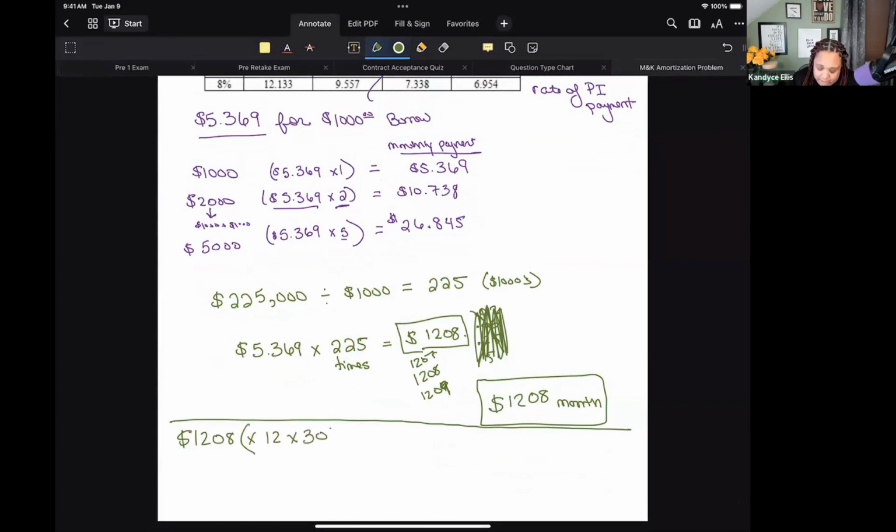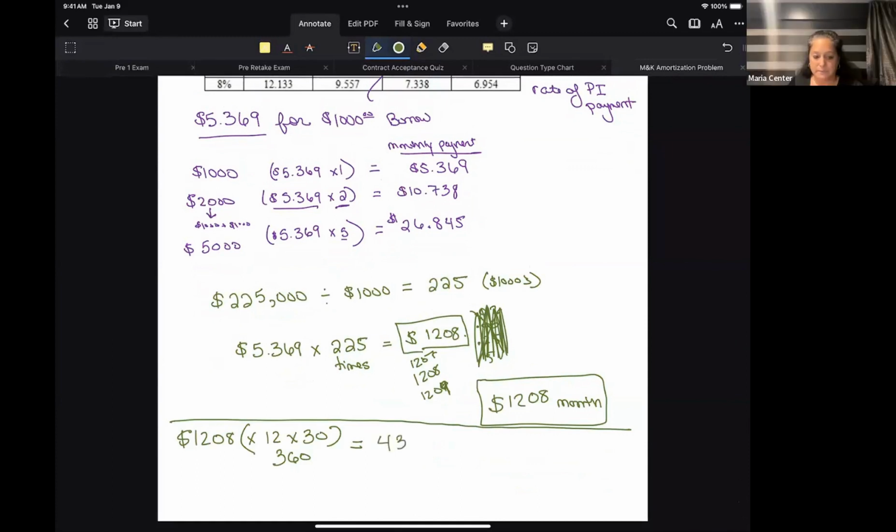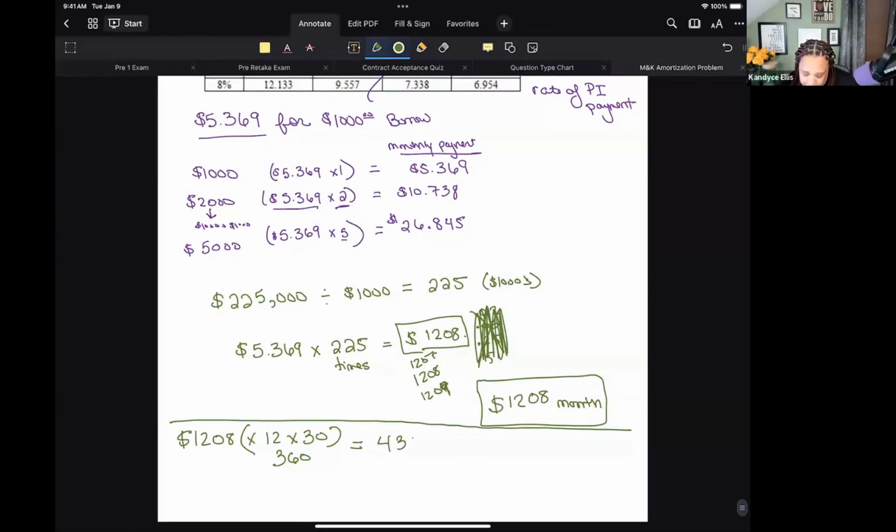You're really going to pay this 360 times. Would y'all do that math for me? If you pay every single penny, $1,208 for 30 years, 12 times a year, 360 times, what do you get as a total? I got $434,880. That is the total principal and interest.